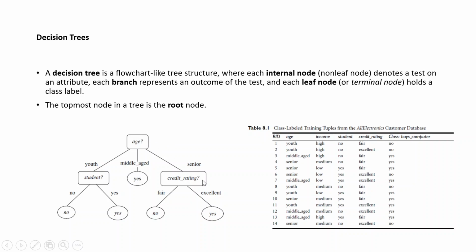Now here you have credit rating also. In the case of senior citizens, whether the person will buy a computer or not depends on his credit rating. There are credit ratings where out of 1,000 you get a mark. Here it is fair or excellent; those are the only values given. If it is a senior citizen and the credit rating is excellent, that is, if he is a rich person with good money, then he'll buy a computer. Otherwise, he will not buy. So from this data, we have to somehow come up with this model.